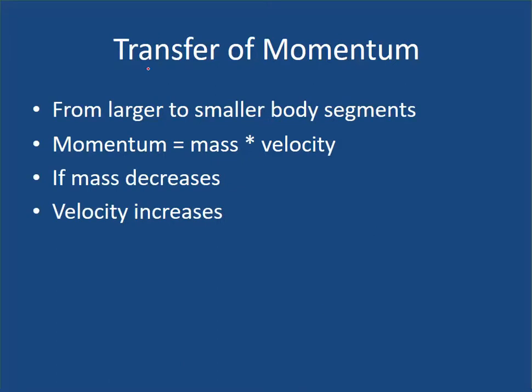All right, and again, back to this transfer of momentum from larger to smaller body segments. If the mass decreases, the velocity will increase. If you have a decrease in mass, your velocity will increase, as does your radius. So you're kind of getting an increase in velocity from two different concepts in biomechanics as you do this sequential motion, which results in this transfer of momentum from larger segments to smaller segments.